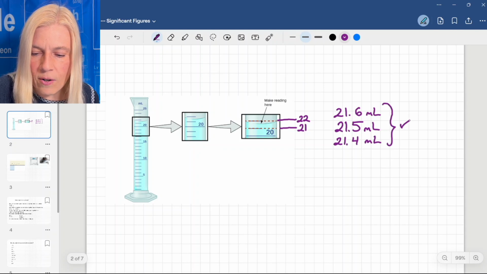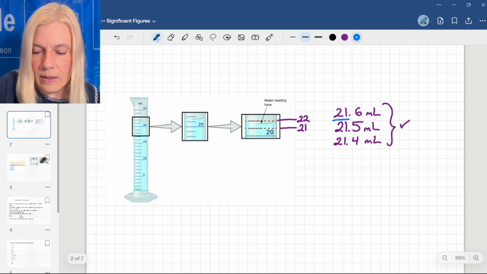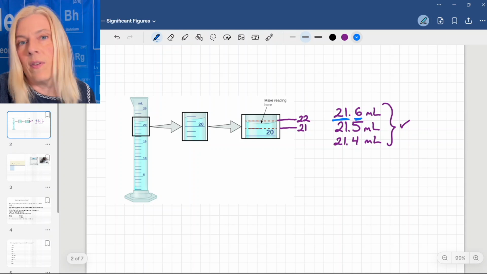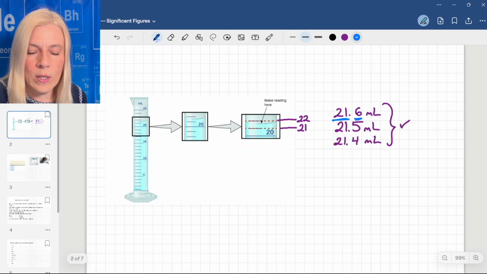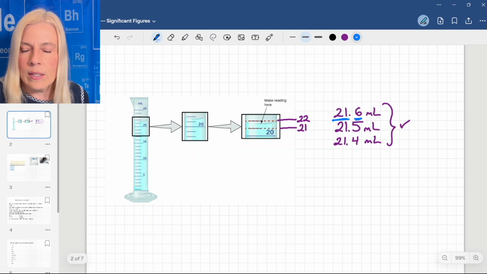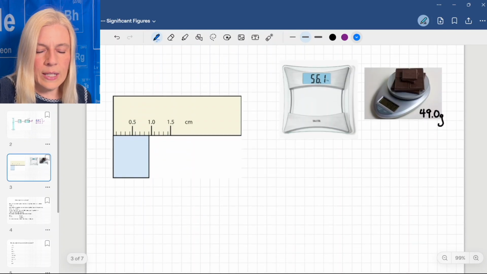All of them are correct. Why are all of them correct? Because they have digits you are certain of, and the last one is my estimated digit. They are all significant digits. So this is correct. Saying something is 21, you know it's more. Saying 22, you know it's less. Not good. Let's go to a ruler example.